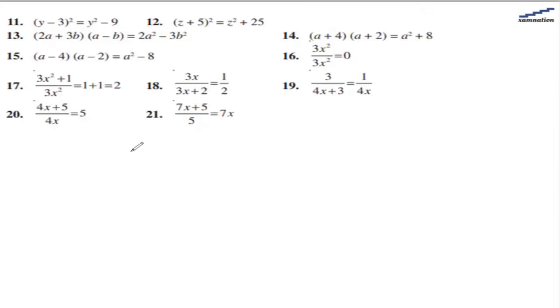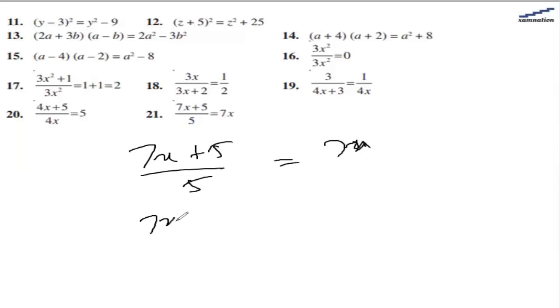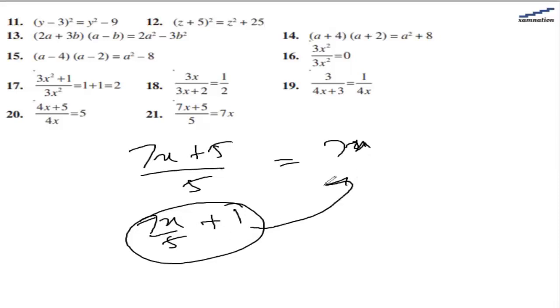The 21st is 7x plus 5 divided by 5, and that is equal to 7x. So let's divide by 5 first. As you can see, this term is definitely different from 7x, and this should be what should come in the right hand side.